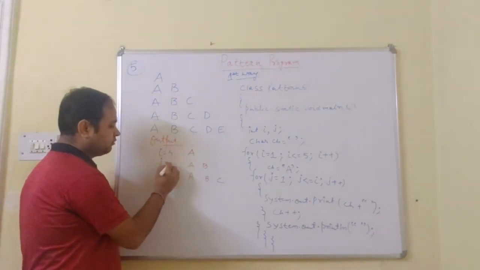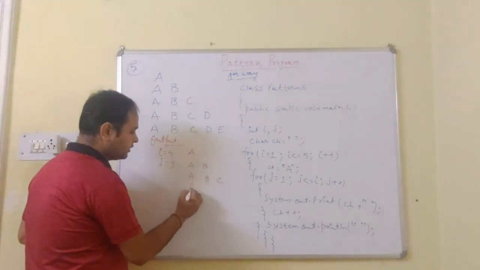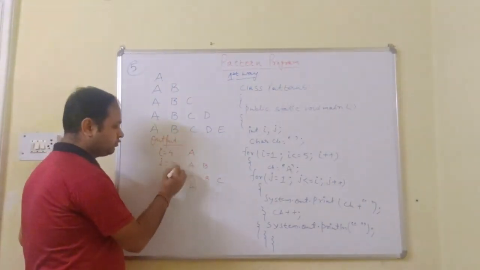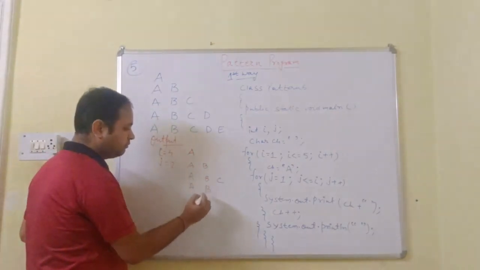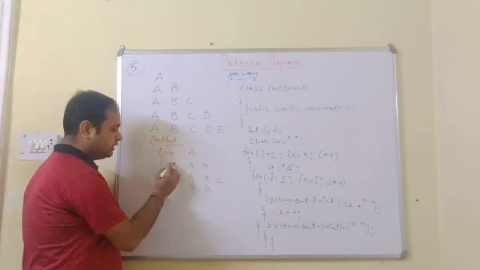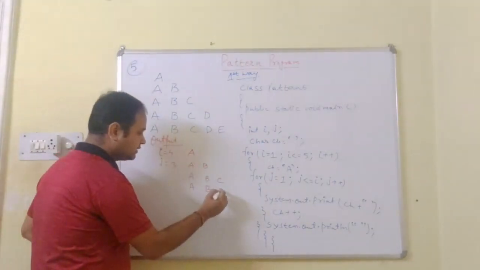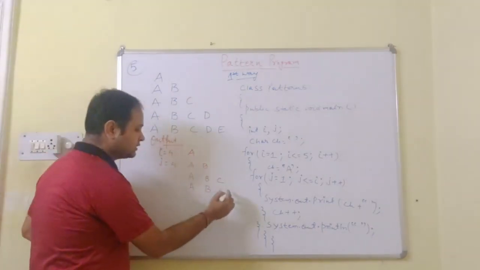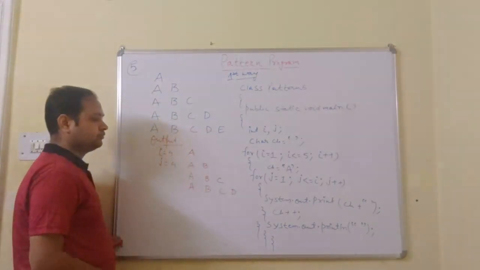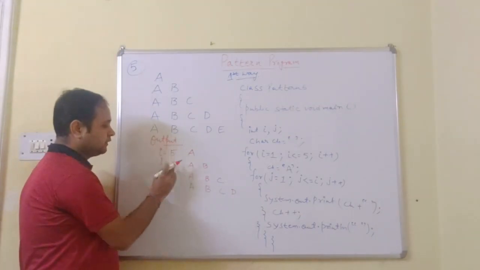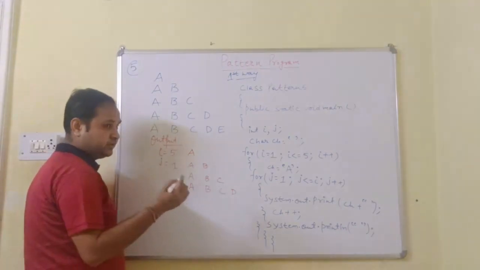J again starts with 1. So first we print A. Then ch is updated to B and J is updated to 2. So it prints B. Then J is updated to 3 and ch is updated to C. So it prints C. Then J is updated to 4 and ch is updated to D. Then at I equals 5, J again starts with 1 and ch value starts with A.